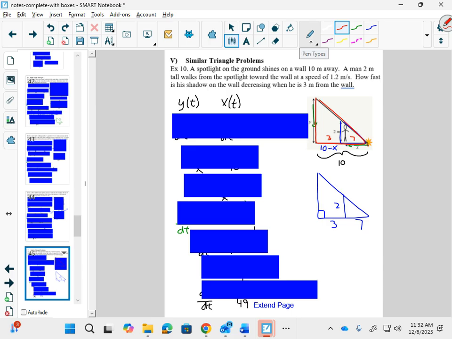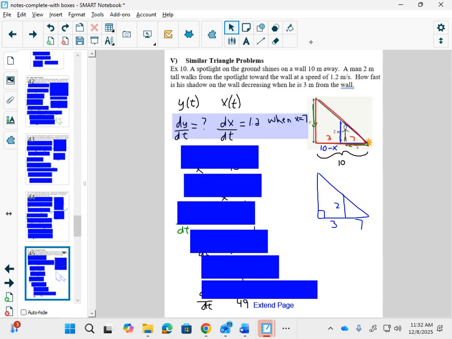And if you have similar triangles, the ratios between their sides are going to be the same. So what I need to do is somehow set up an equation with those ratios, and my equation needs to include my x, because I know my dx dt is 1.2. It needs to include my y, because I want to find my dy dt. And then I've got my specifics where I drew triangle number 2 here.